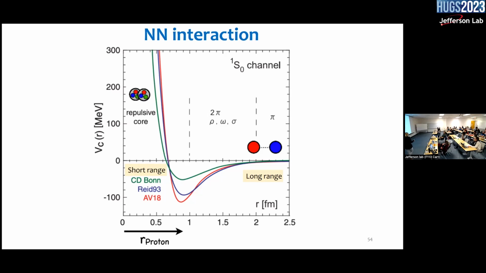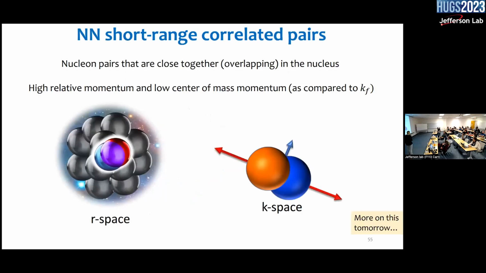And it's interesting because they're overlapping each other. This is a whole branch of study that a lot of people are very excited about because it might answer other questions. So we have nucleon-nucleon short-range correlated pairs. We have nucleon pairs that are close together, overlapping in the nucleus, and they have a very high relative momentum and a low center of mass momentum. The idea is that with this high relative momentum, they're doing their tango and they throw each other apart. And that is what's occupying these higher momentum states that they found in this other spectroscopic experiment.